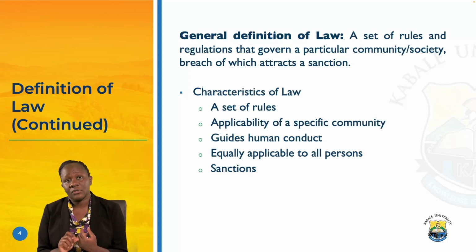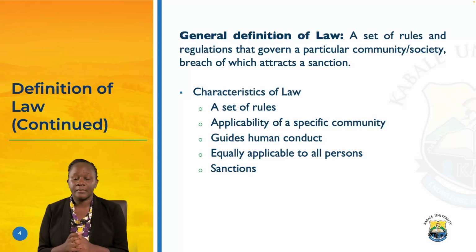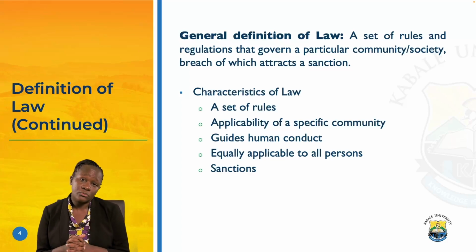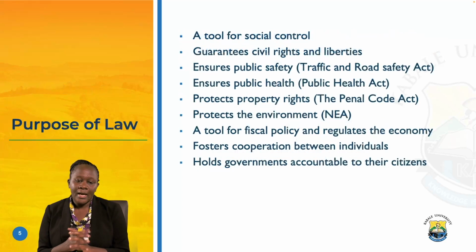And it guides human conduct. Law does not guide objects. It is specific to human conduct, and it is applicable to all persons. And as you realize later, for example, the Constitution of the Republic of Uganda in Article 21 provides that all people are equal before and under the law. So law, to be fair and just, has to be applicable to all persons. And definitely, if anyone breaches that law, they will be punished, or it will attract a sanction.